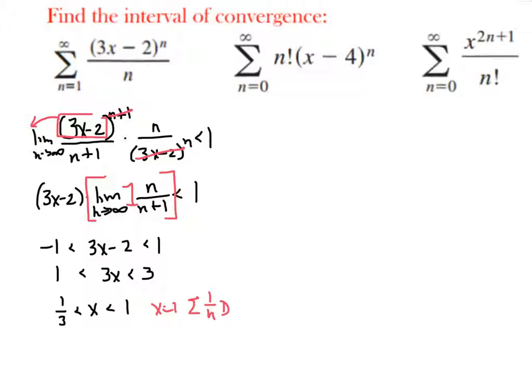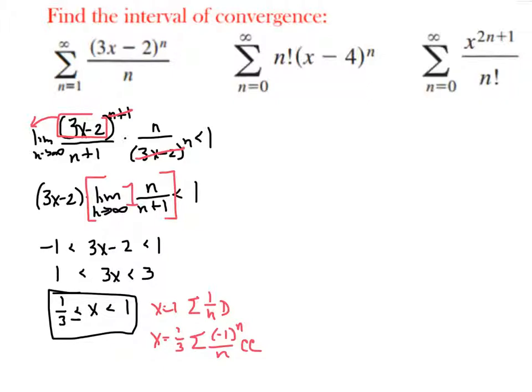If I plug in this 1/3, let's do that. 3 times 1/3 is 1, minus 2 is negative 1. I get negative 1 to the n over n. Well, that converges conditionally. So I go back and I say that it could be equal to 1/3. Okay?